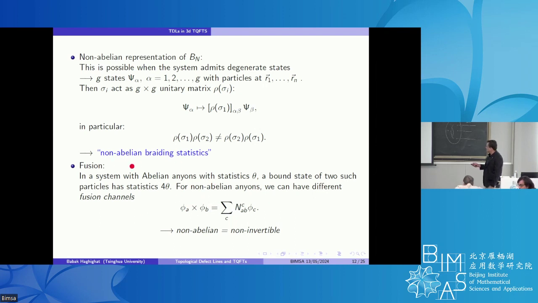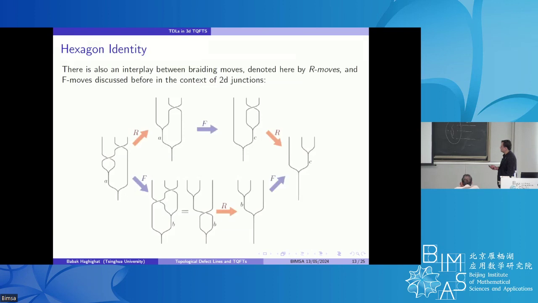Now, the crucial thing of this non-abelianness is that it translates to what we previously called non-invertible. Namely, only for these non-invertible lines, we can have non-abelian representations, right? That's another thing which is sometimes a confusing thing in the language when one goes from 2D to 3D. So yeah, this is as far as these lines in 3D are concerned.